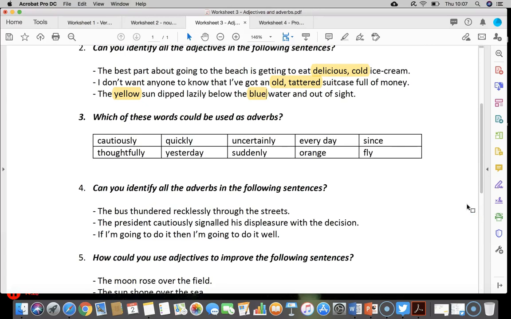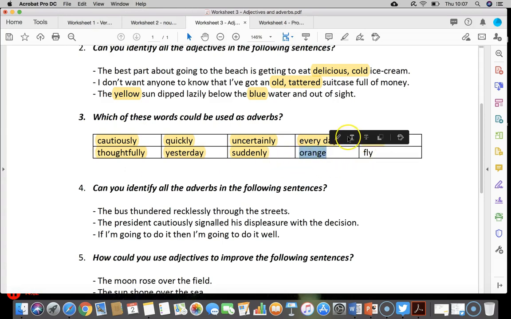Cautiously, quickly, uncertainly, every day, since, thoughtfully, yesterday, suddenly, orange, fly. Well, all of these across the top line could be used as adverbs, because we know that an adverb describes how a verb is done. And these 3, thoughtfully, yesterday, and suddenly, can also tell us when a verb or how a verb has been done. These 2, however, cannot.